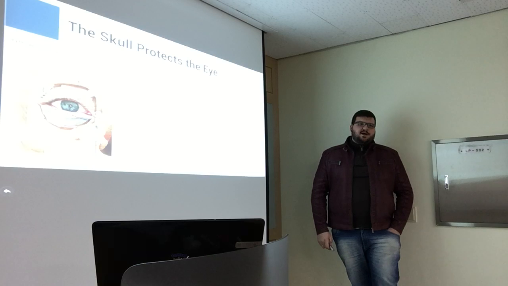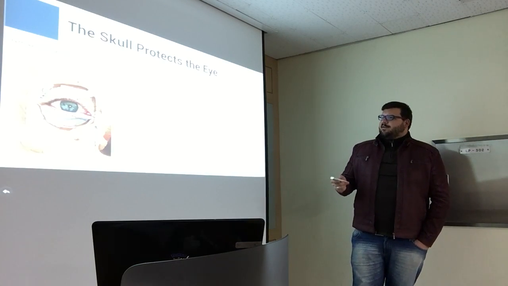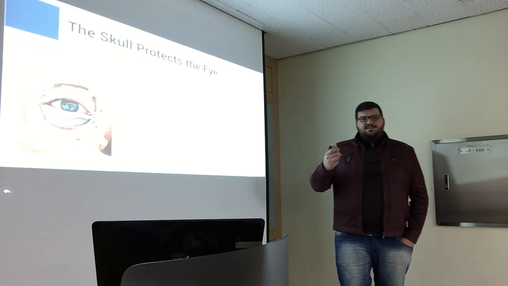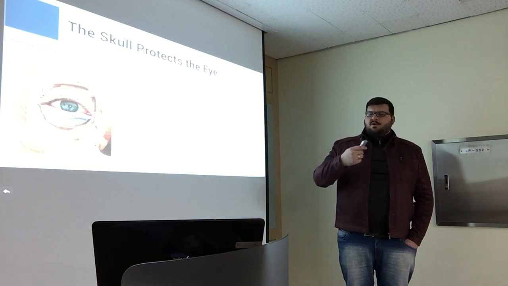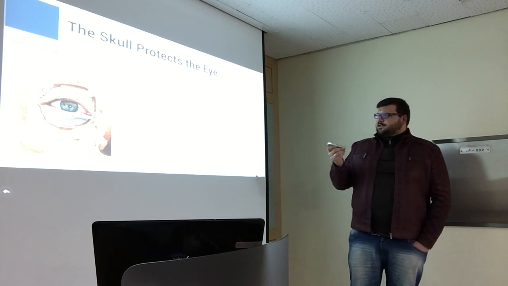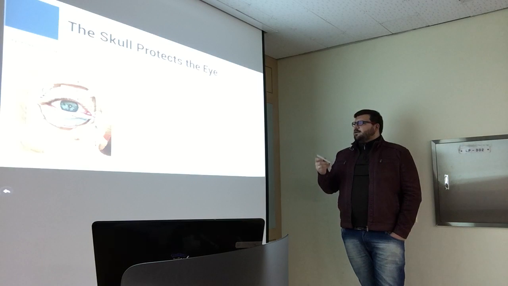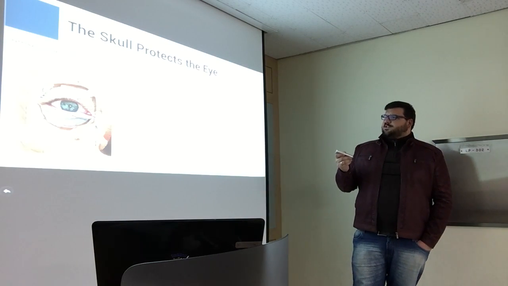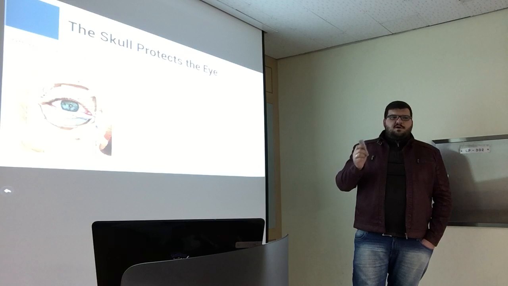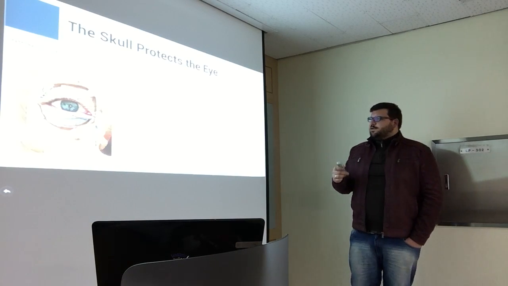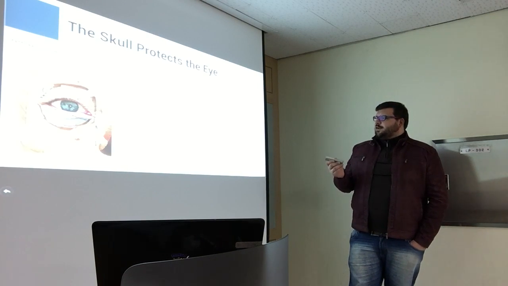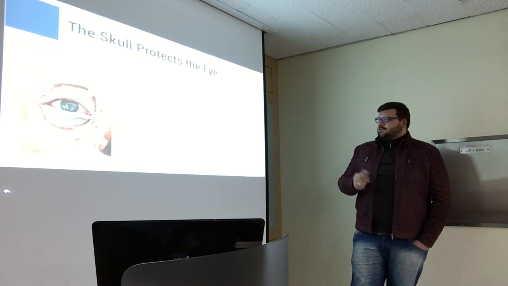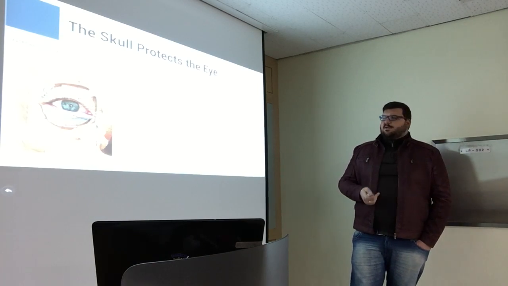The skull protects the eye. In the skull we have the orbit, a cavity that protects your eyeball. Accessory structures associated with the eye include six extrinsic eye muscles that move your eyes and are responsible for these movements, and the cranial nerves that innervate these muscles to produce responses to stimuli.